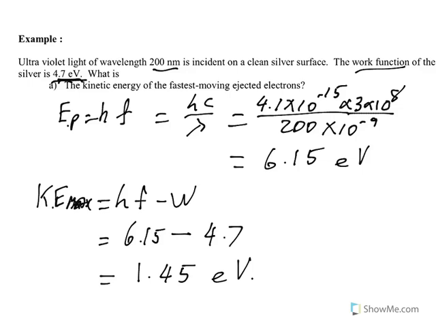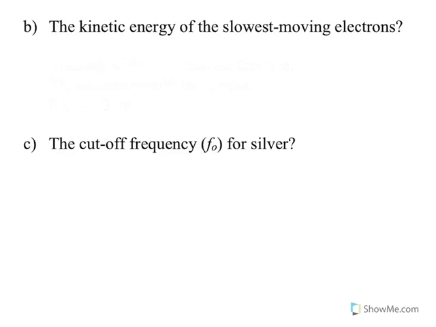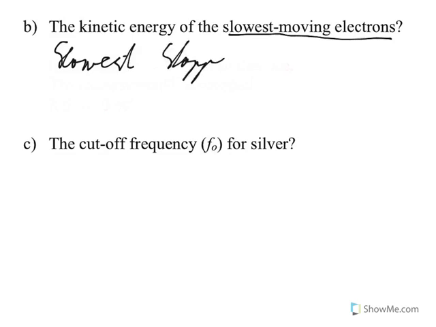All right, so there's part A. Now part B, that's kind of messing with your head there. Kinetic energy of the slowest moving electrons. Well, the slowest electrons would be stopped. So if the slowest is stopped, then their kinetic energy would of course be 0 electron volts.